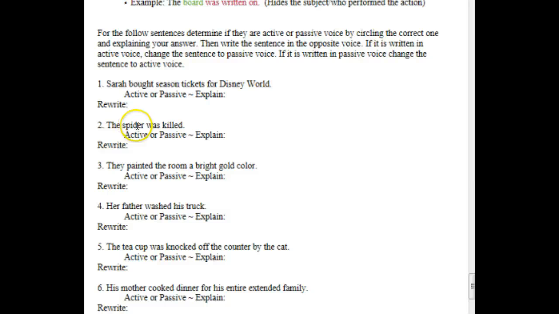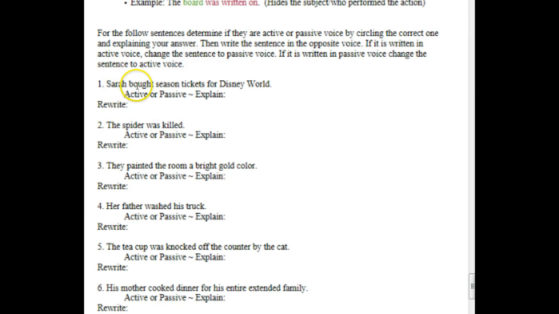Right, the spider was killed. This is still the subject, but then I have a verb phrase. So see how I have a be verb plus an action verb here? I'm always going to have that verb phrase when I'm doing passive voice.